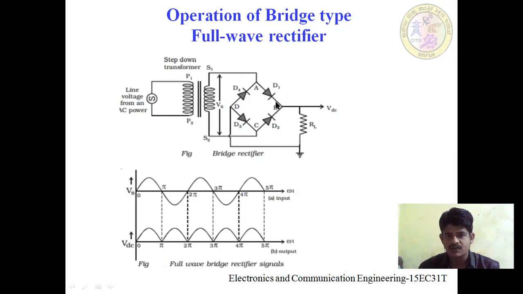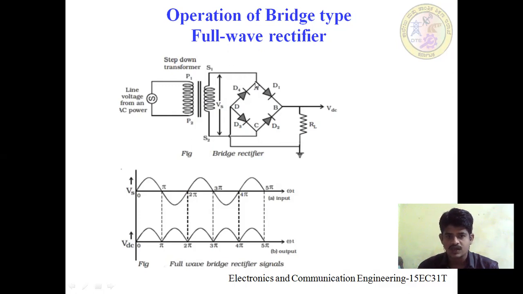It passes through the D1, and it flows to the load. It's like S1 to A, from A to B because it's closed, then B to load, from there to point D, and point D to point C, and go back to S2. So this is the closed path during the positive half cycle.